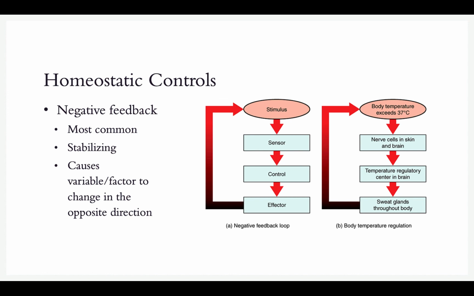The big thing to remember is that negative feedback is the most common feedback system, and it is stabilizing by changing the variable in the opposite direction like a teeter-totter.